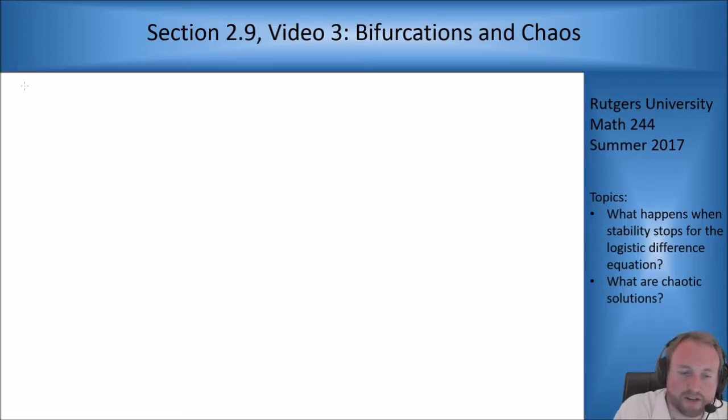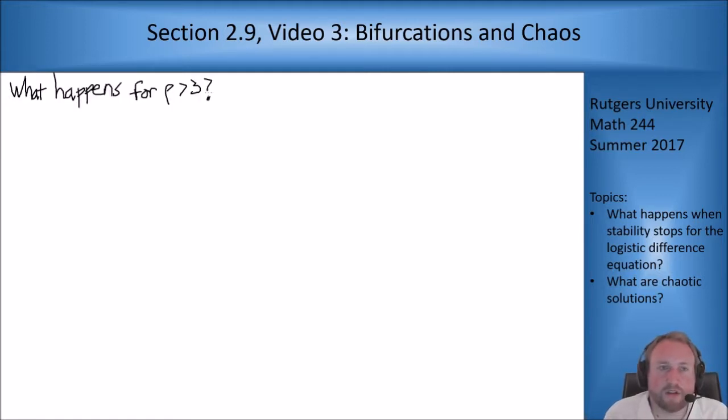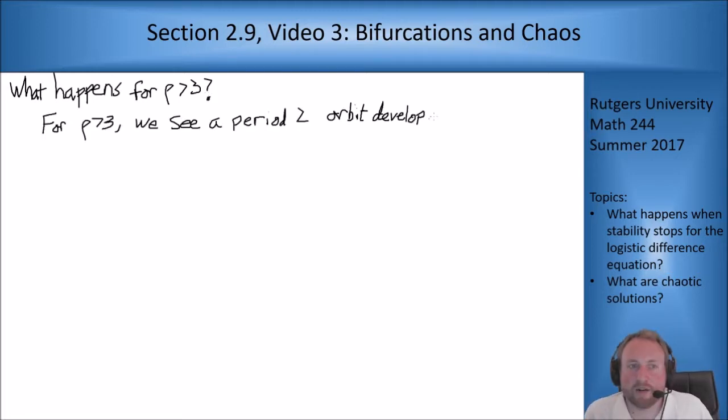So the big question for this video is, what happens for rho bigger than 3? The answer is it gets crazy. For rho bigger than 3, we see a period 2 orbit develop. What I mean by this is there are two values that, whatever initial condition you start with, the solution will converge to oscillating back and forth between those two values. It's like there's a 0.57 number and a 0.7-something number. They're in the book, you can look at them there. But the solution just starts oscillating between those two numbers.